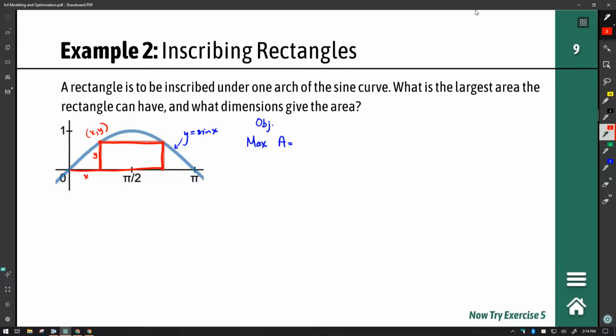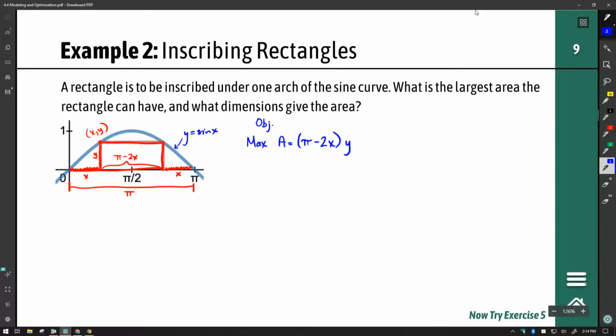We know that the entire length from the start of the curve above the x-axis to the end is pi. And if we know that this section is x, then that implies that this section is x as well. So the part left over, the length of the rectangle, is going to be pi, that whole base, minus 2x. This is pi minus 2x. So that means the area is pi minus 2x times the height, y.